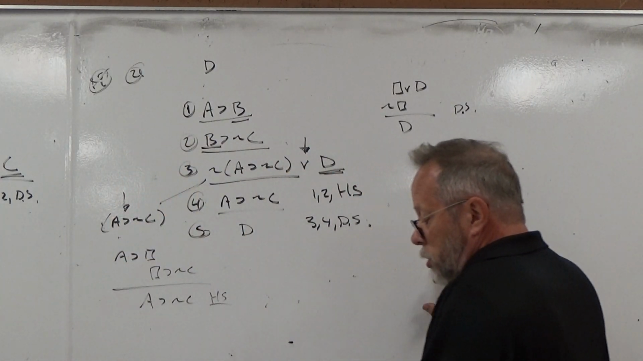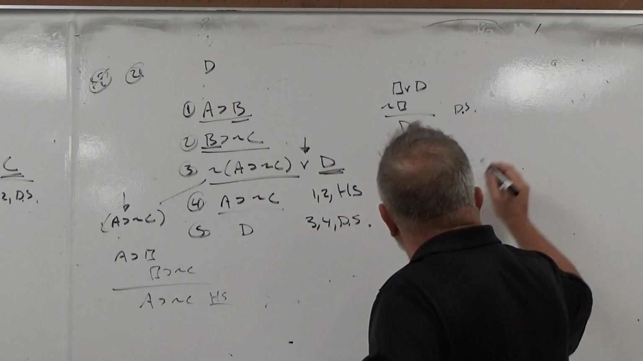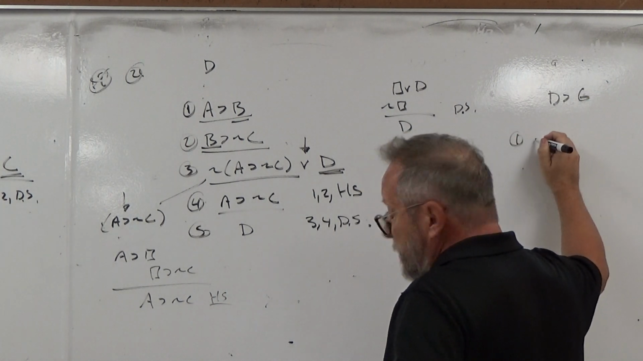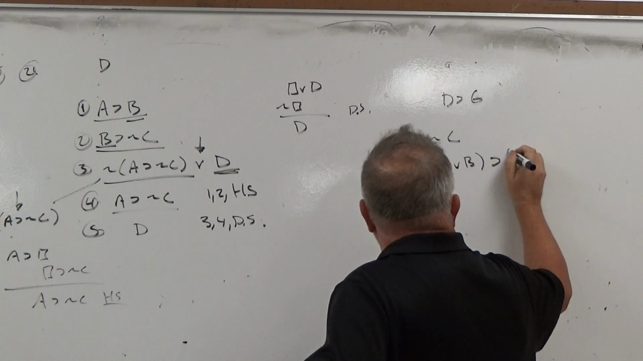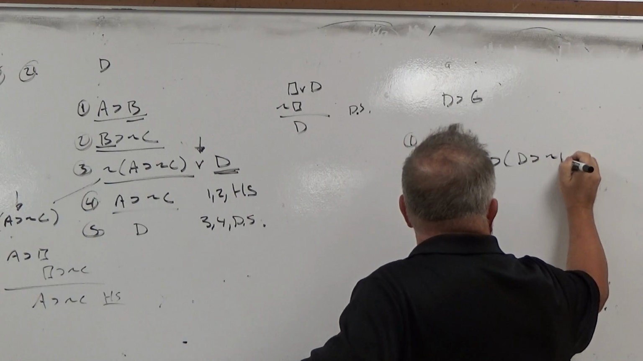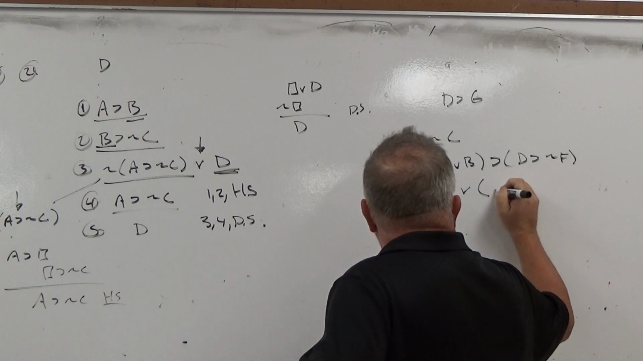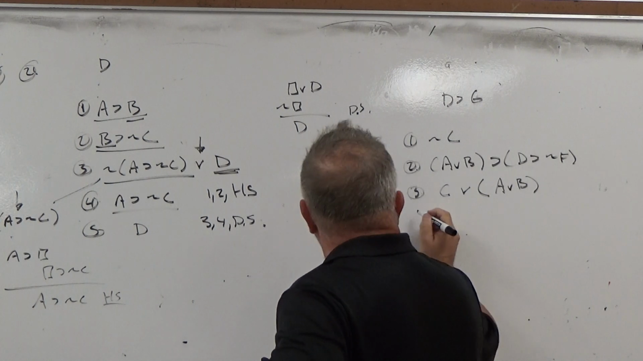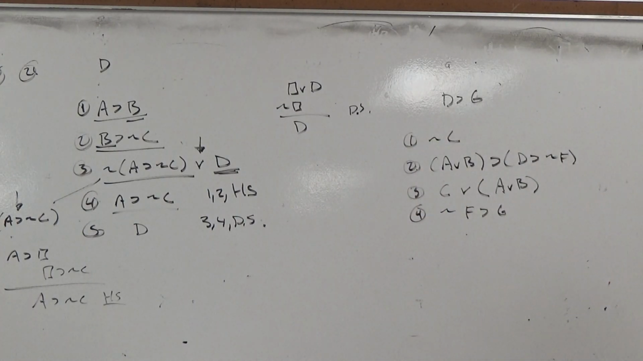20, 3. D then G. 1 is not C. 2 is A or B, then D, then not F. 3 is C or A or B, and 4 is not F, then G. Okay. First things first, I'm looking for D then G.